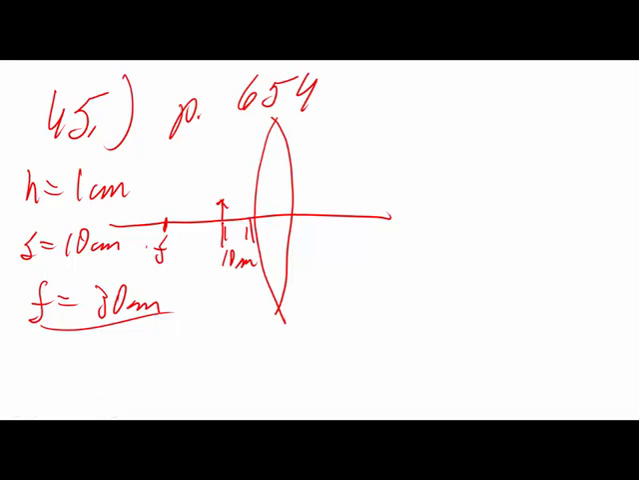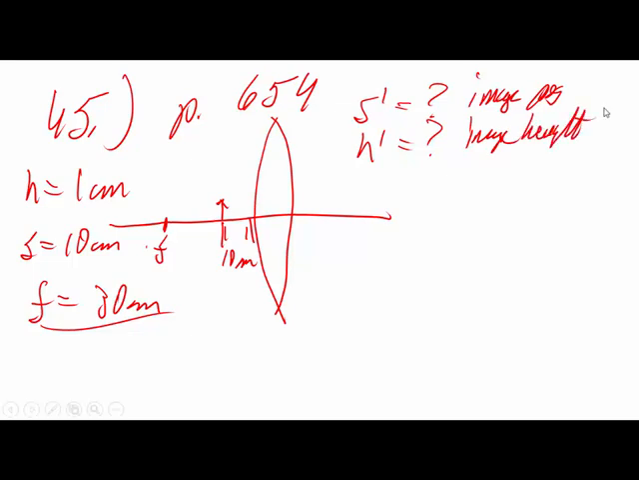Now it says we've got to calculate the image position and image height. So we've got to calculate S prime and the height H prime. This is what's in question. Remember, prime is image, so this is image position and image height. Well, how in the world do we do that?